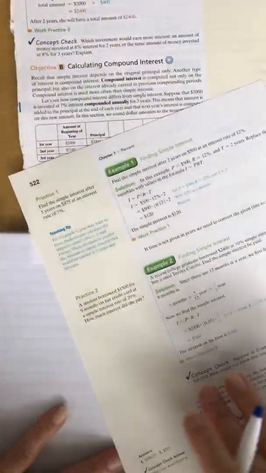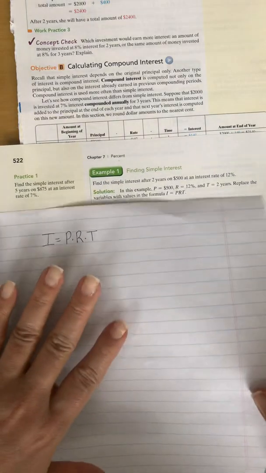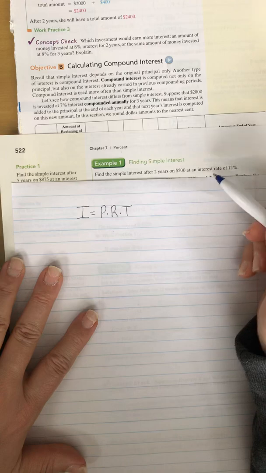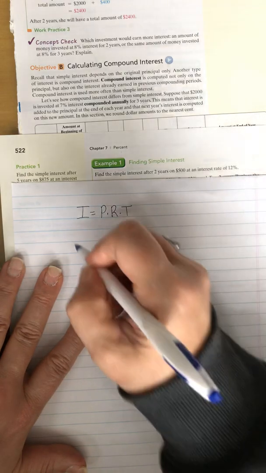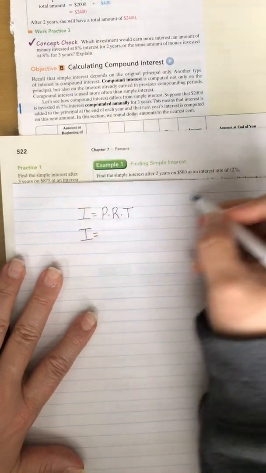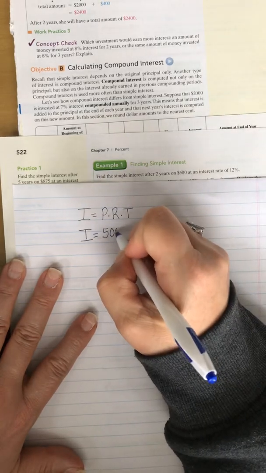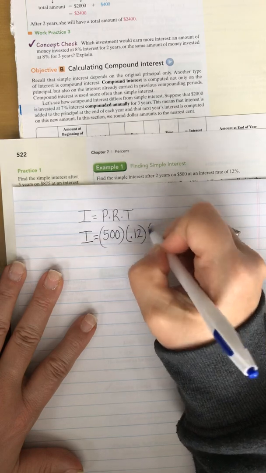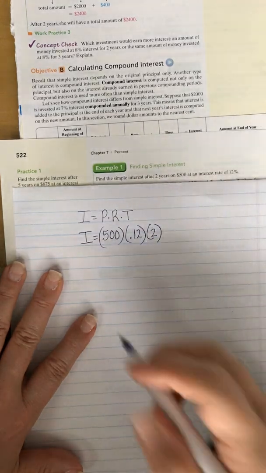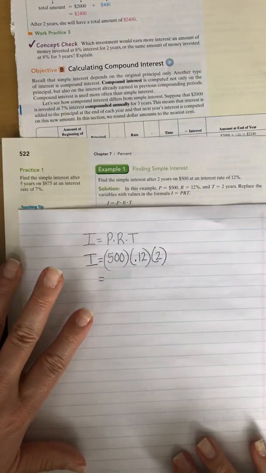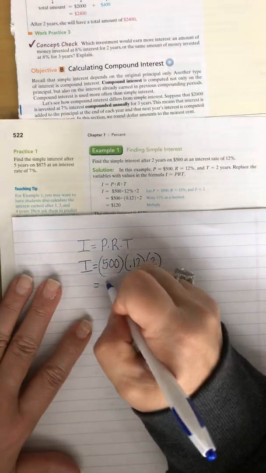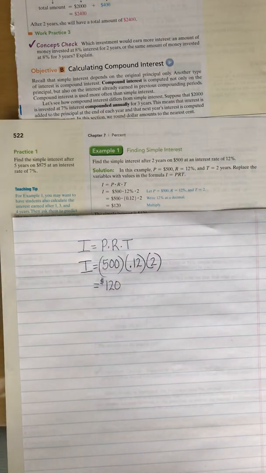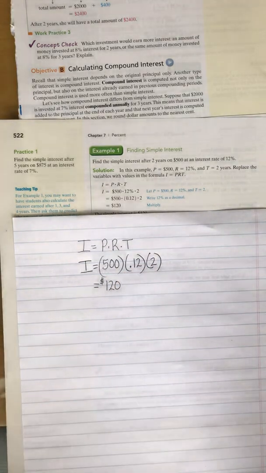So our very first question says, find the simple interest after 2 years if $500 is invested at 12%. So how much simple interest? The principal amount is $500. The rate is 12%, so turn that into a decimal, and for 2 years. Simply multiply those three numbers and you end up with $120. If you're investing, you're going to earn $120. If you're borrowing, you're going to pay $120.